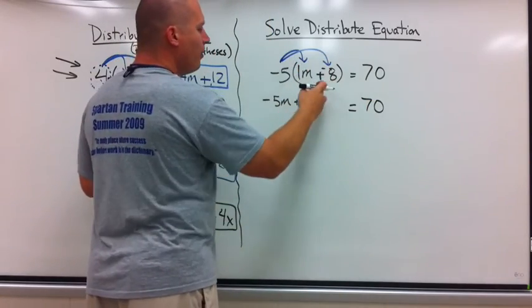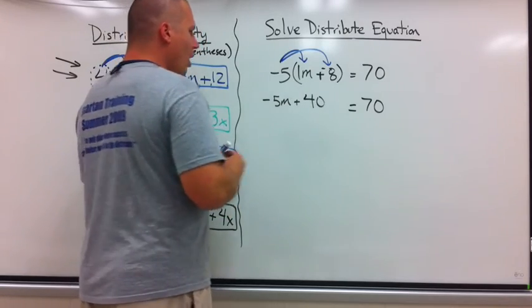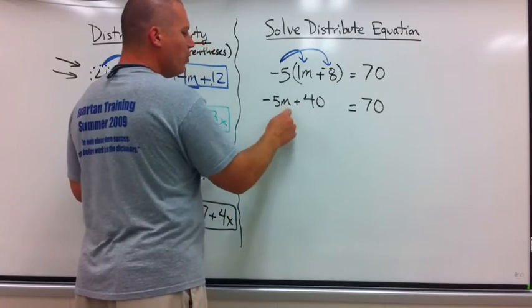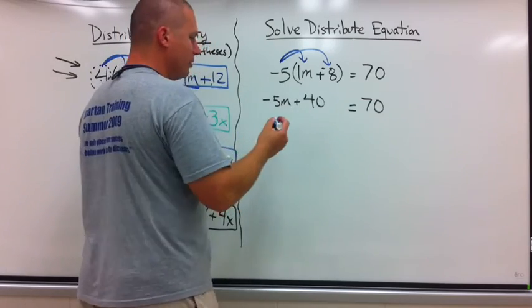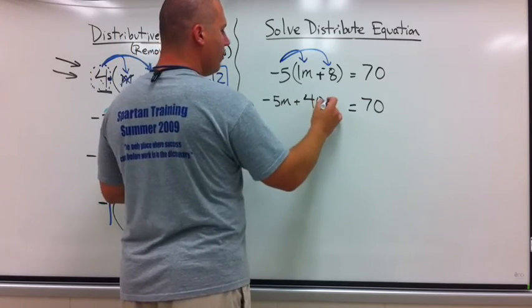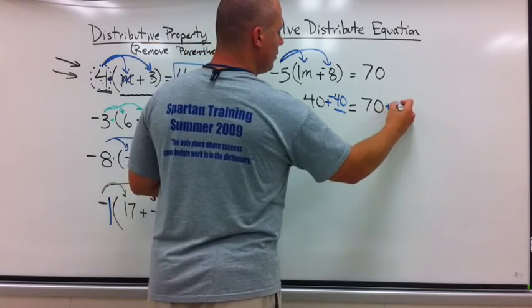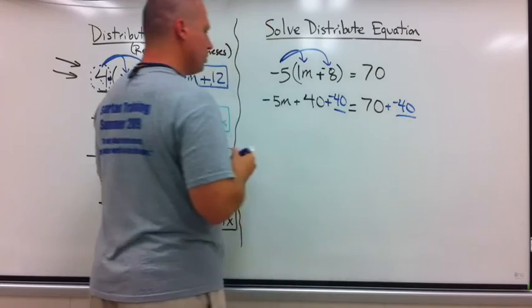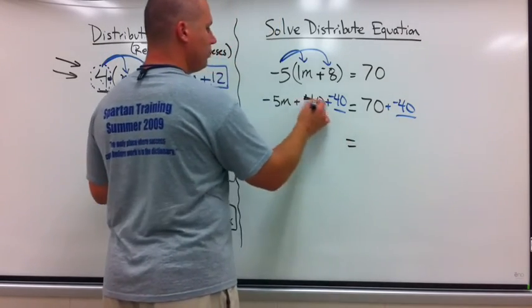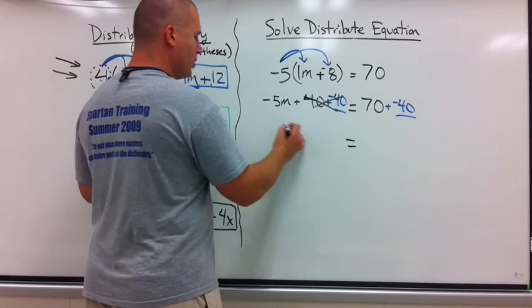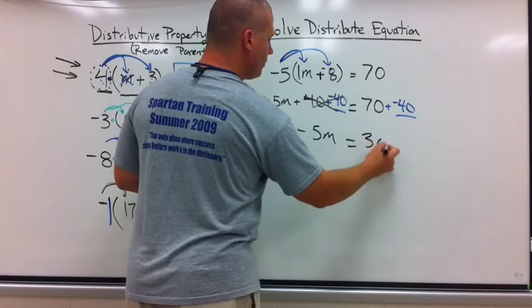Why is the distributive property good? Guess what? I don't have any parentheses anymore. I am ready to start getting rid of the numbers that are here. I still must add opposites. I need to get rid of the added 40, so let's add the opposite of 40 to both sides. Come down, cross off. I'm still left with negative 5m on this side equals 30.